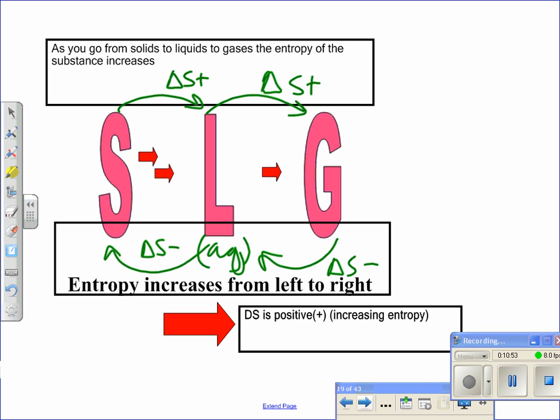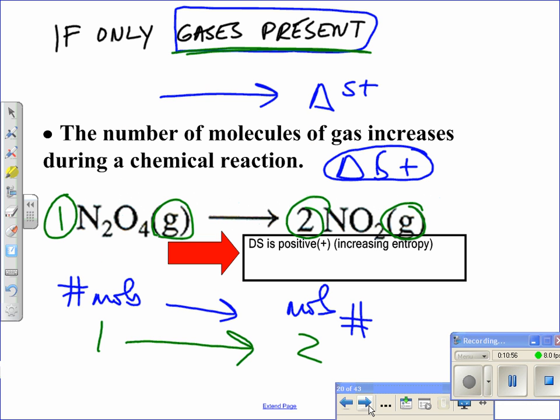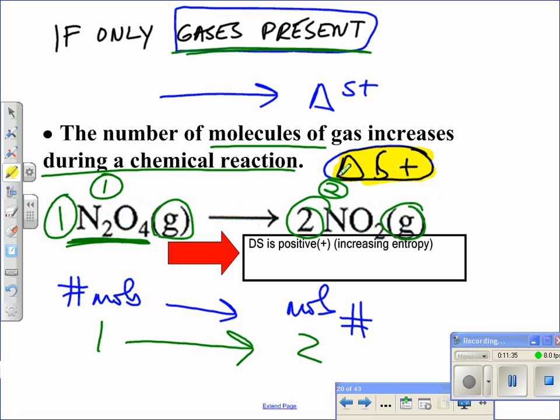That's the first thing you should always look for when you look at a chemical reaction. If there are only gases present, you can't obviously use the SLG rule because there are no different states. That's where the number of molecules or moles of a gas increases during a chemical reaction. So if the number of moles increases from left to right, we say delta S is positive. If you have larger moles on the left-hand side than the right-hand side, we say delta S is negative. So if you only have gases present, you count the number of moles. Like here, I have 1 mole of gaseous reactant, 2 moles of gaseous product. I would say the sign for delta S is positive.